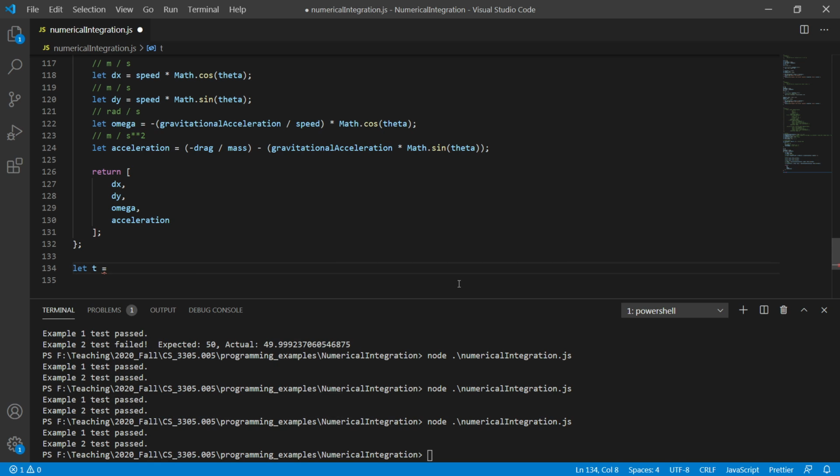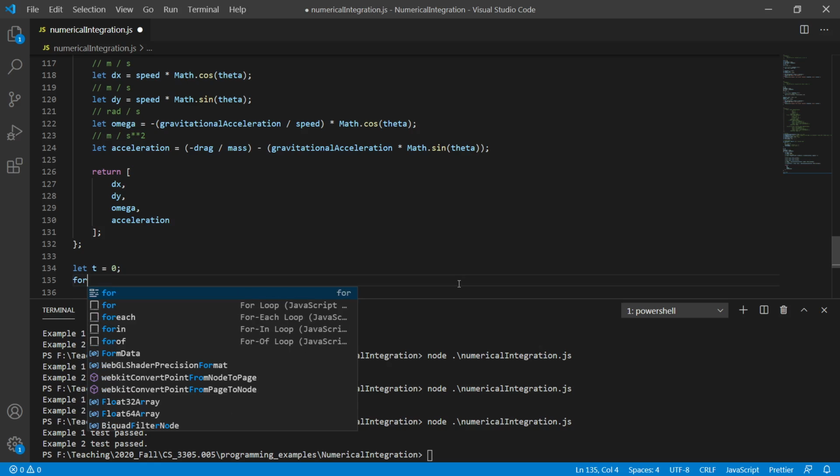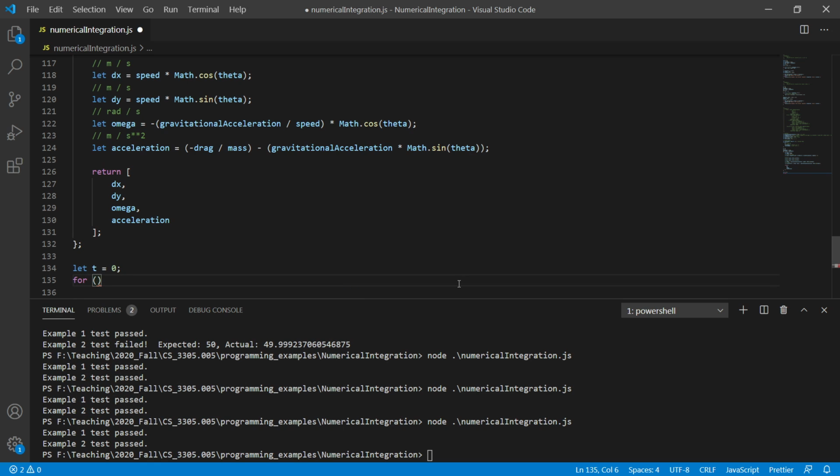Okay, so now let's write our integrator. So again, just like before, it's a summation. And so we start at t equals a.